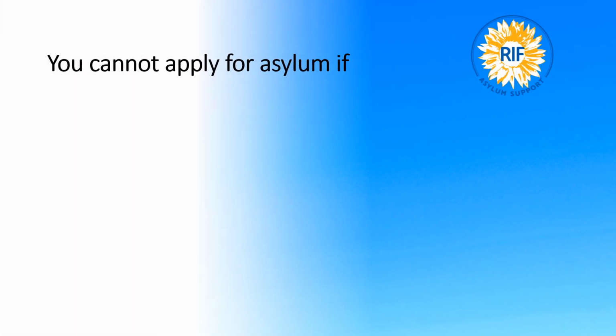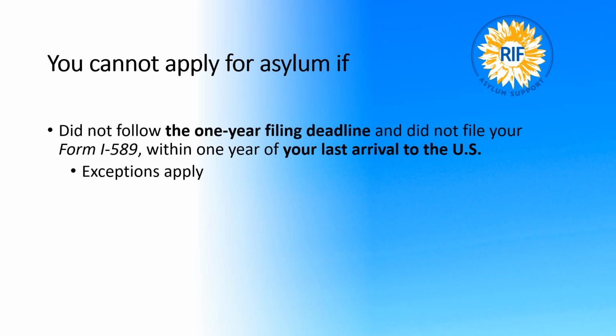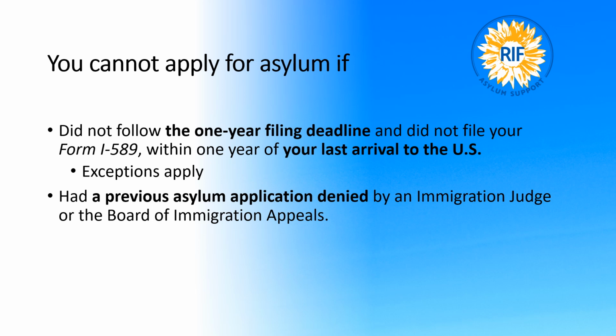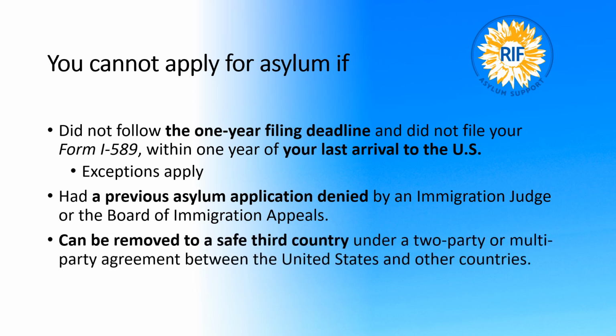In general, you cannot apply for asylum if you did not follow the 1-year filing deadline and did not file your Form I-589 within 1 year of your last arrival in the United States. There are some exceptions that we'll describe in a minute. Also, if you had a previous asylum application denied by an immigration judge or the Board of Immigration Appeals, or if you can be removed to a safe third country under a two-party or multi-party agreement between the United States and other countries.